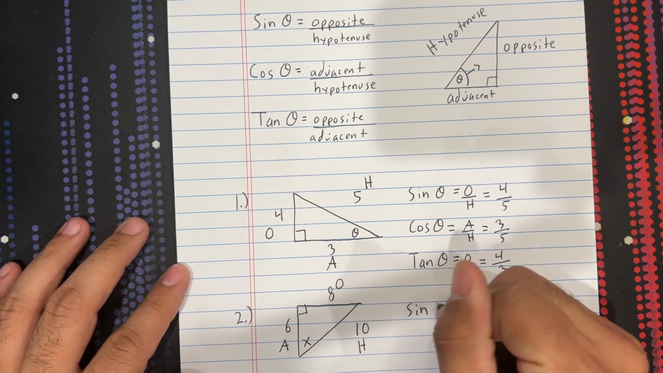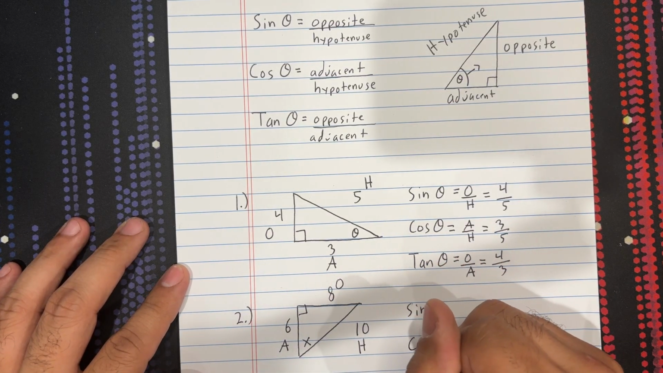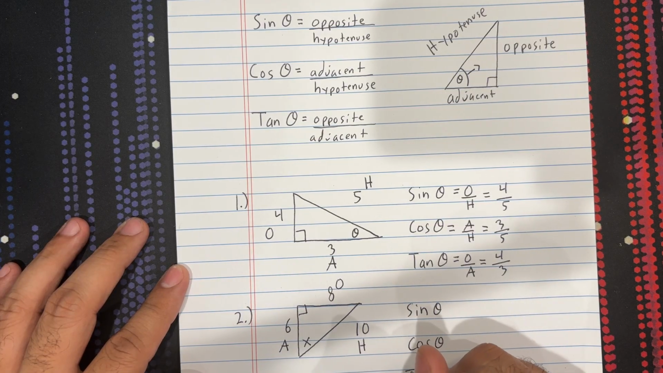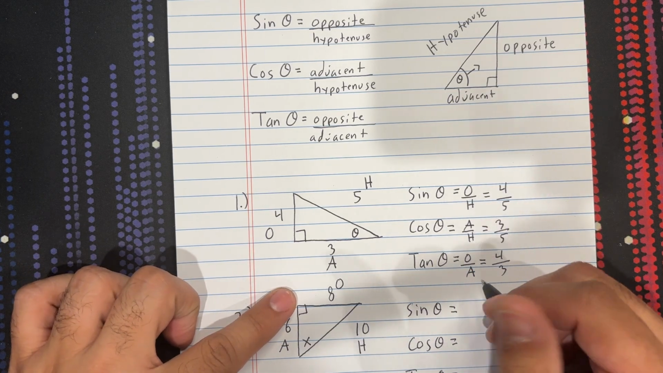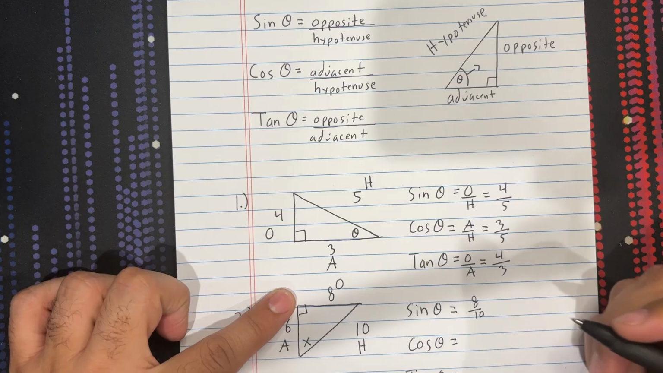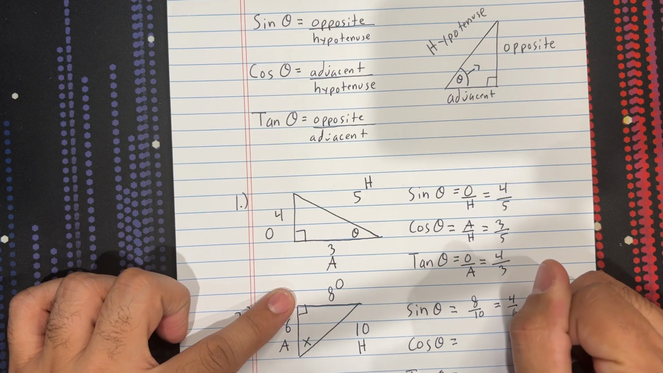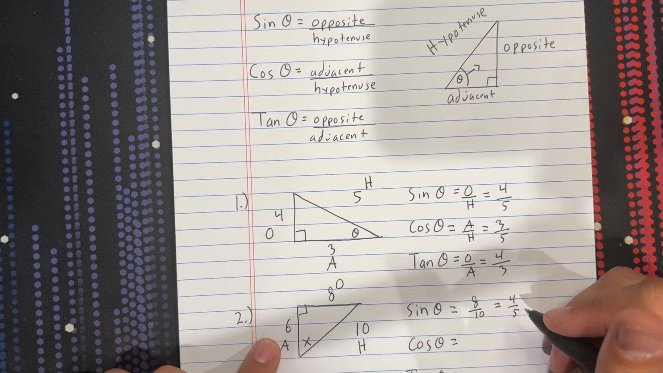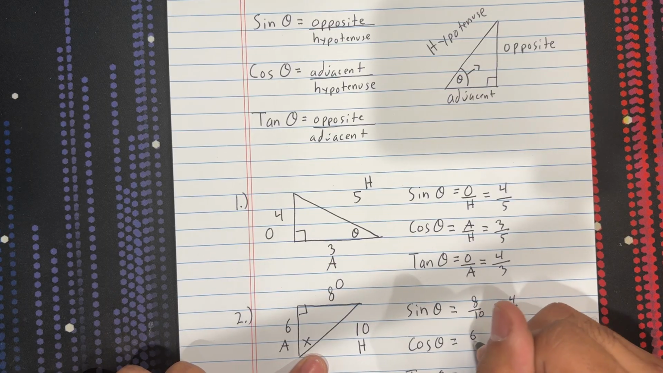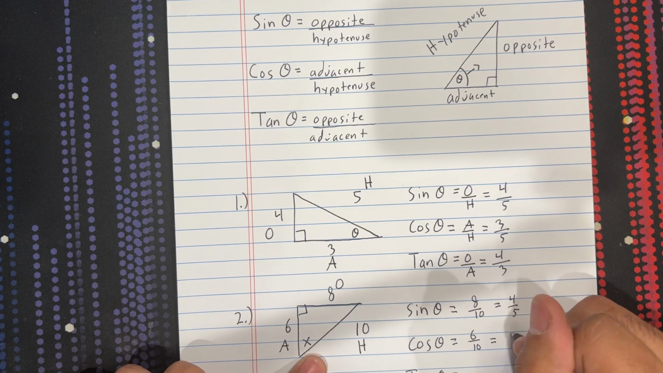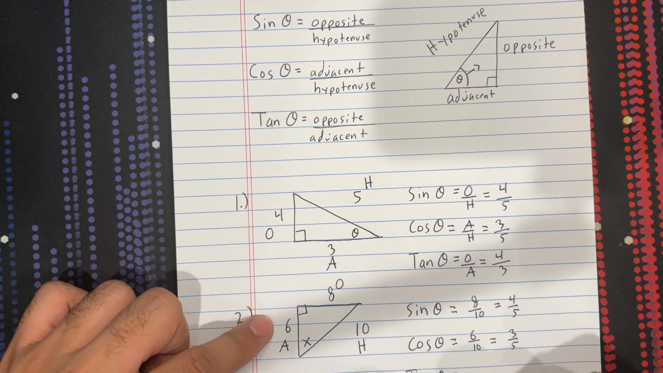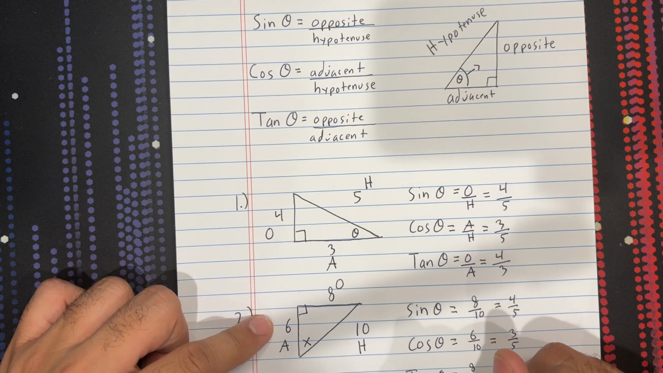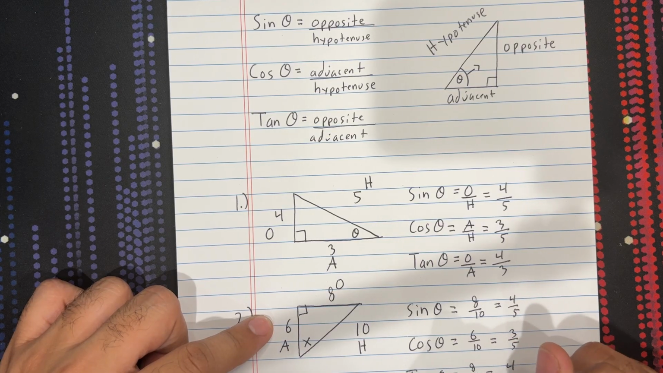To write my trig ratios again, sine, cosine, and tangent. Sine again uses OH, 8 over 10. And if I reduce, this is 4 over 5. Cosine would be AH, 6 over 10, and reduced to 3 over 5. Tangent here is going to be O over A, so 8 over 6, which reduces down to 4 over 3.